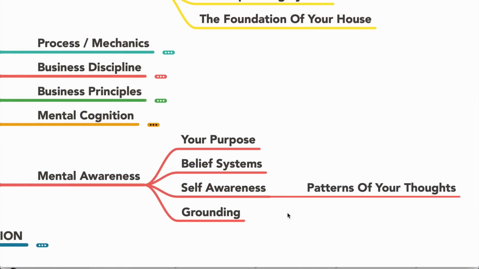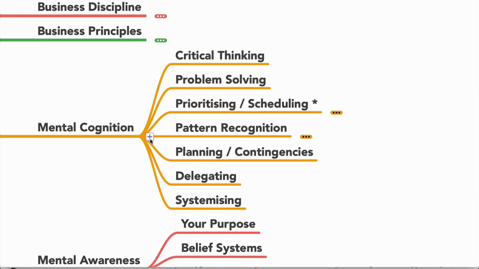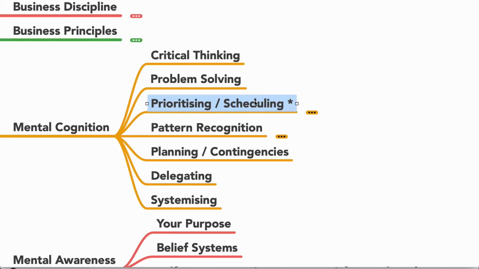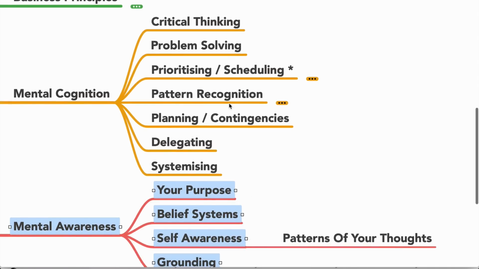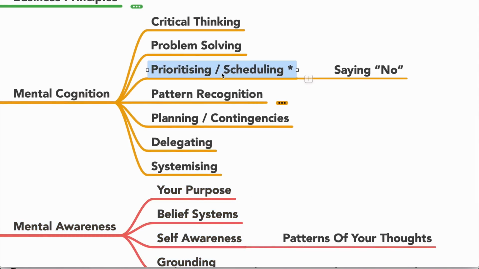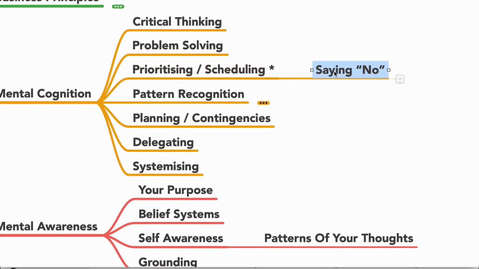And once you have a strong mental awareness, let's look at the next level. Then comes mental cognition. Now, mental cognition are skills which are very soft skills, which are to do with your internal game. I'm talking about critical thinking skills, problem solving skills, your prioritizing and scheduling skills. Okay, if you have a strong internal game, and if you have a strong purpose and clarity on why you want to do what you do, then the way that you prioritize things would be much better. The way that you schedule your day, the way that you schedule your time, and saying no to things that are not in alignment with your vision. This also has to do with your mental cognition.